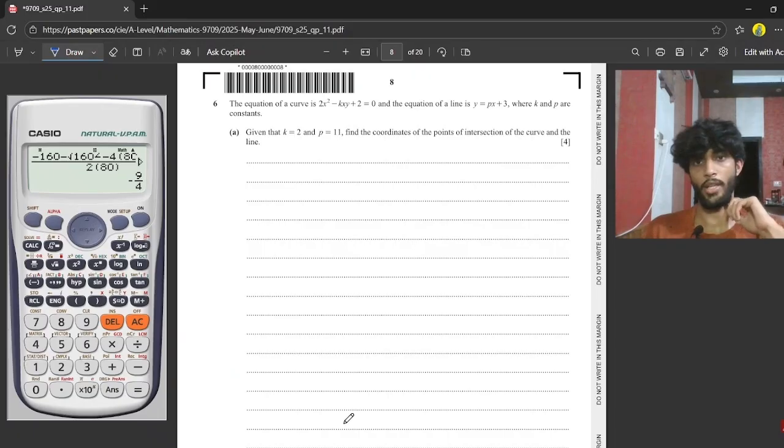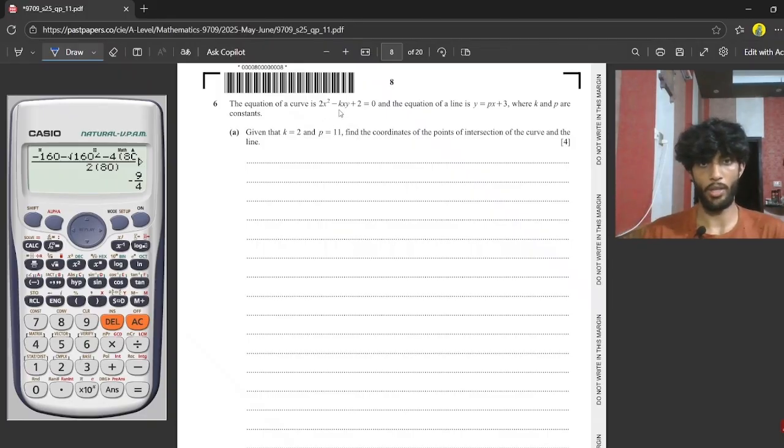Now we're on to question 6, and question 6 says the equation of a curve is something, and the equation of a line is something, where k and p are constants. Given that k is equal to 2, p is equal to 11, find the coordinates of points of intersection of the curve and the line. So if you have the equation of a curve and an equation of a line, you need to find where they intersect. You need to solve them simultaneously, and you will find that.